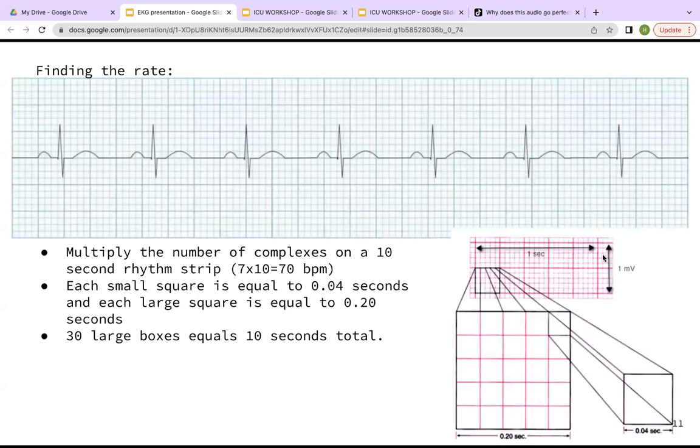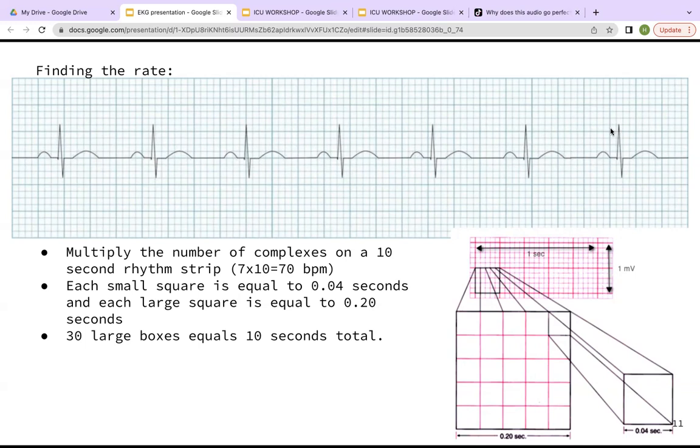Here you're going to see a 10-second strip, and I know it's a 10-second strip because you can see small boxes inside a bunch of much larger boxes. You are going to need 30 large boxes to equal 10 seconds. The reason you want 10 seconds is because whatever you multiply by 10 is going to equal a 60-second strip. For example, in this strip we have 1, 2, 3, 4, 5, 6, 7 QRS complexes. Your rate is going to be 70 beats per minute because there are 7 complexes in a 10-second strip.